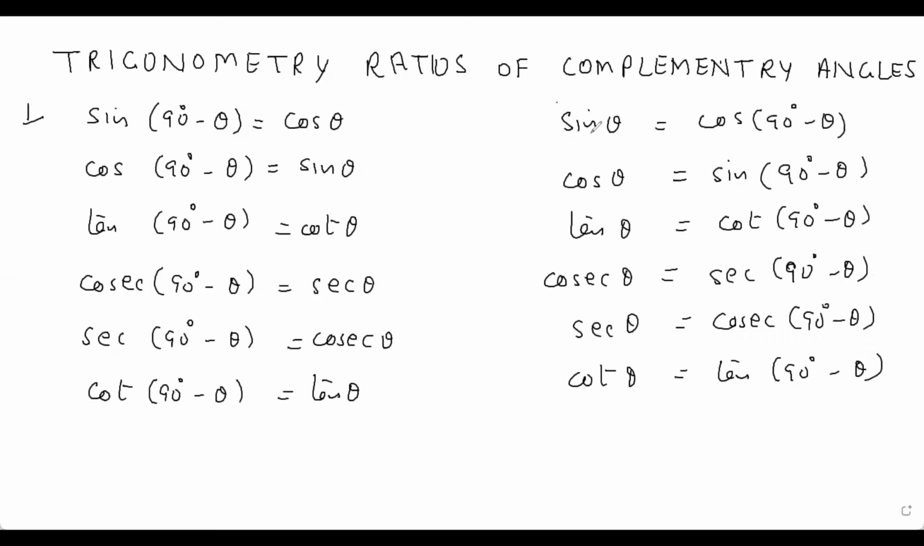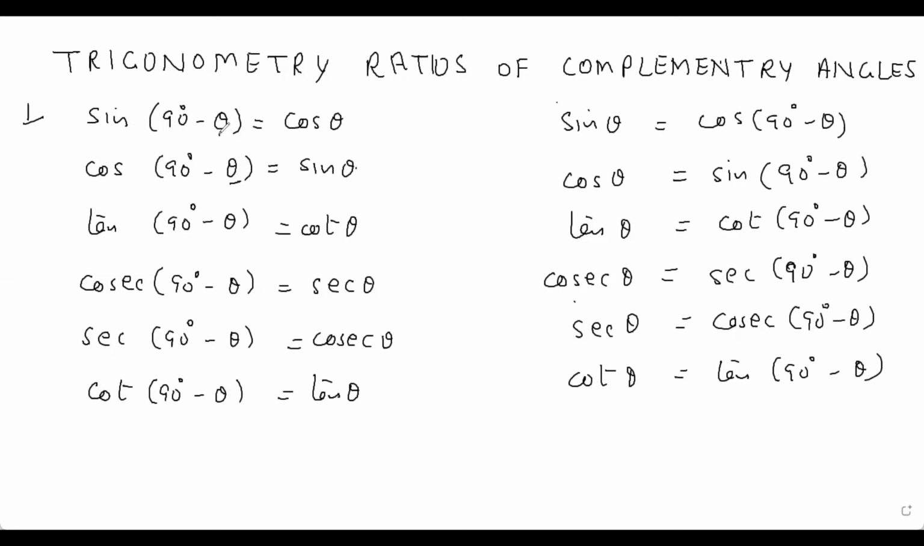So you see here, sin we change into cos and theta into 90 degrees minus theta. Cos as sin and theta as 90 degrees minus theta. Tan theta, tan as cot, theta as 90 degrees minus theta. Cosec as sec, theta as 90 degrees minus theta. Similarly for the others. Here, sin (90 degrees minus theta) is cos theta. Sin is changed into cos and 90 degrees minus theta is changed into theta. Cos (90 degrees minus theta), cos is changed into sin, 90 degrees minus theta as theta.